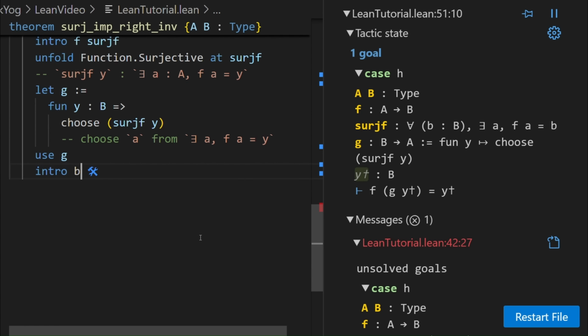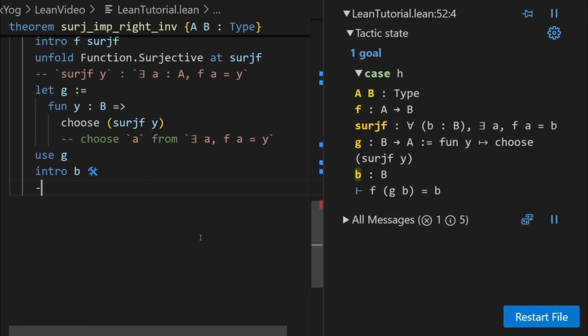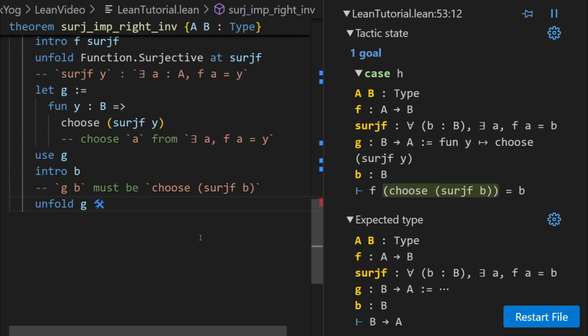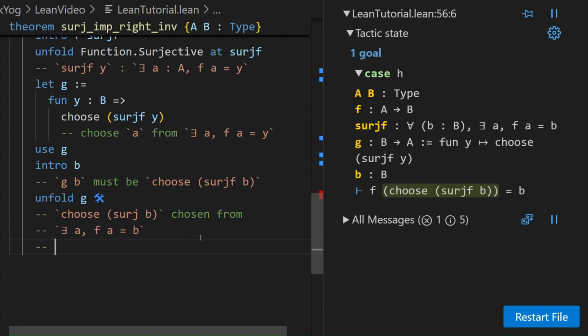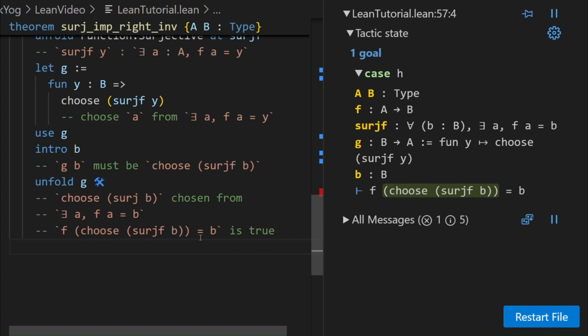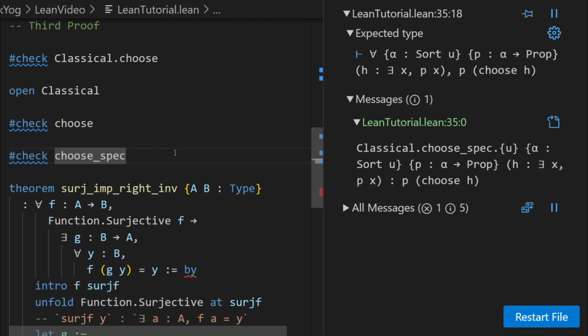Introduce an arbitrary b of type b. In the goal, g b must be choose (surj_f b) based on the definition of g. So let's unfold g. Here's the thing. The element choose (surj_f b) would have been chosen from there exists a such that f of a equals b. That means f of choose (surj_f b) equals b must be true, which is the goal. This is exactly what the choose_spec theorem states.